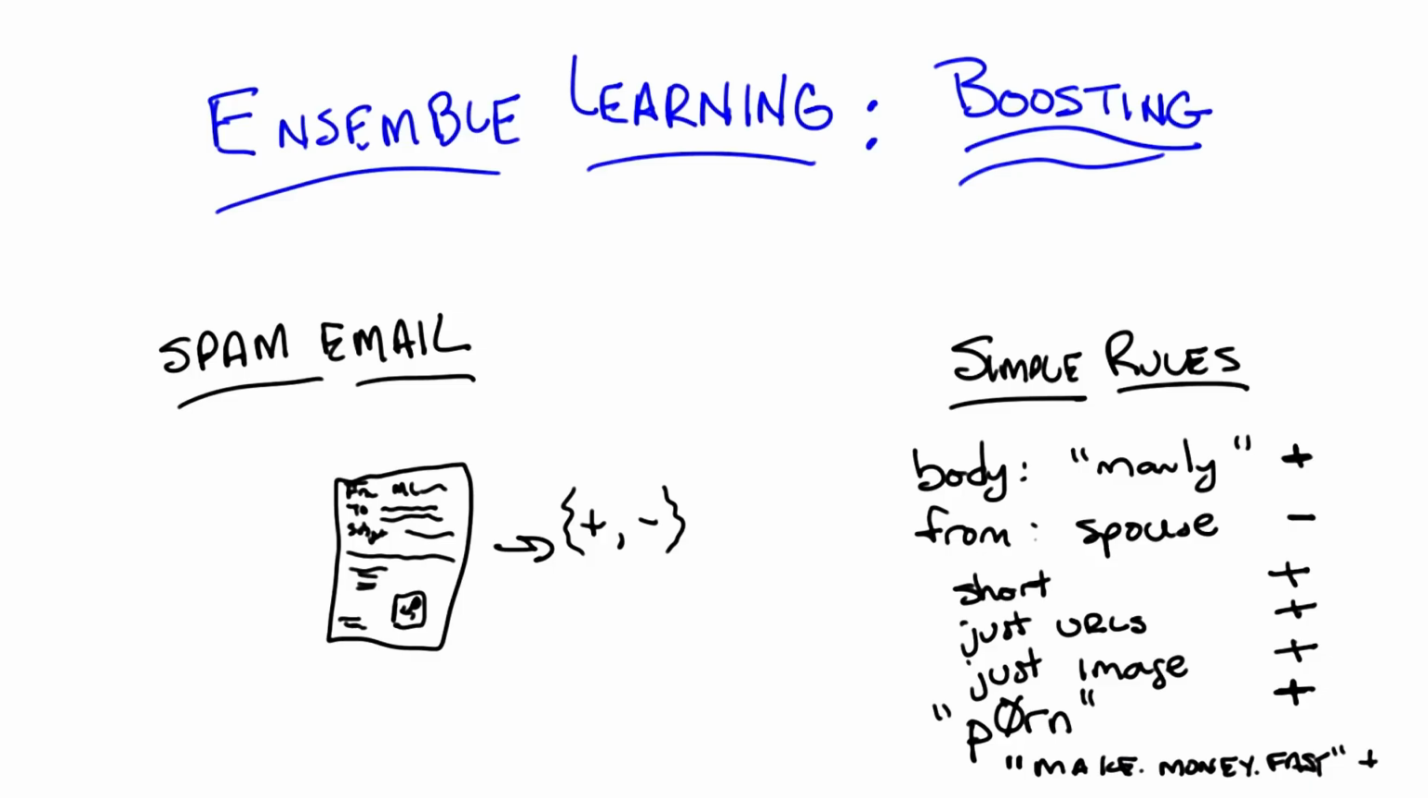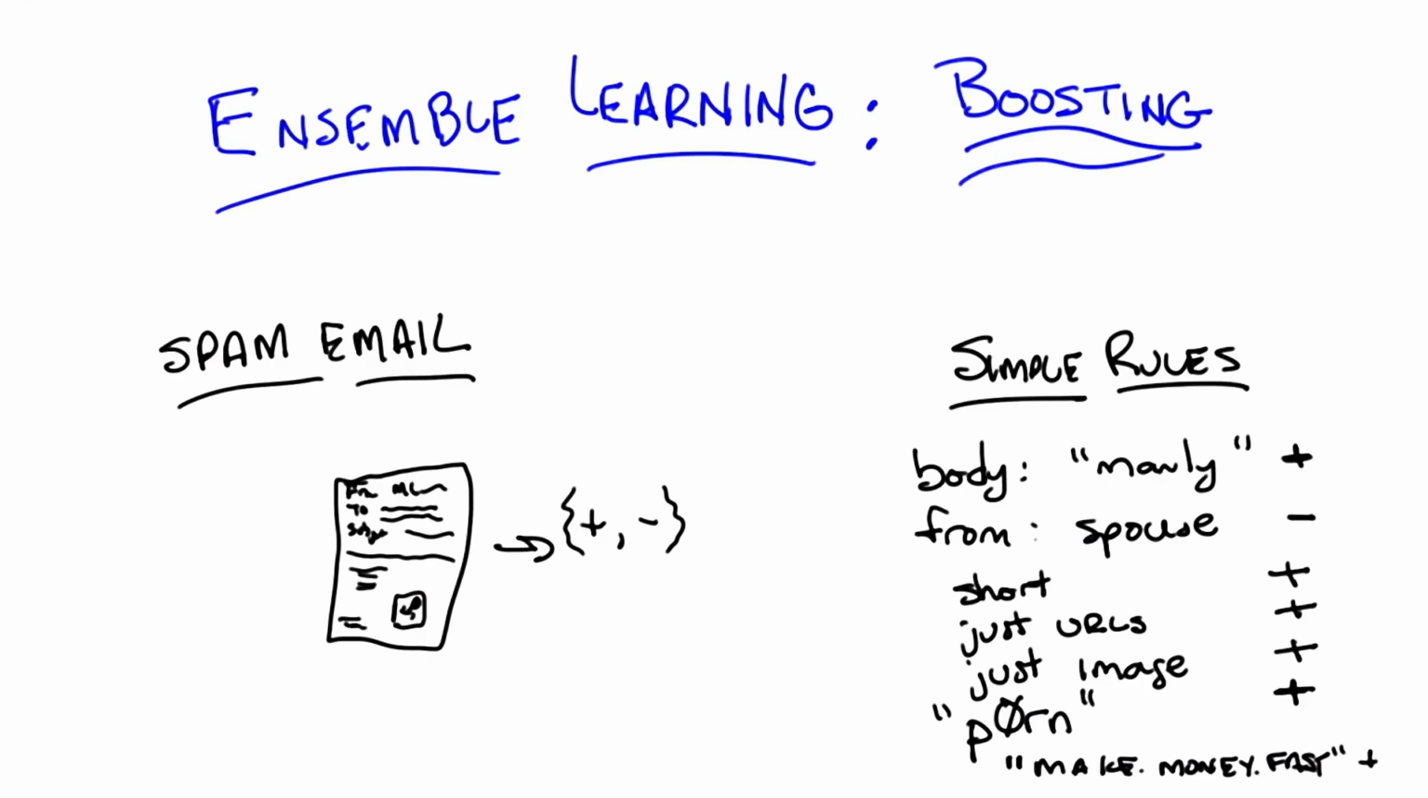Make money fast. And there's tons and tons of these. We could come up with a bunch of them. Now, here's something they all kind of have in common, Michael, and you've touched on this already. All of them are sort of right. They're useful, but no one of them is going to be very good at telling us whether a message is spam on its own, right? So the word manly is evidence, but it's not enough to decide whether something is spam or not.